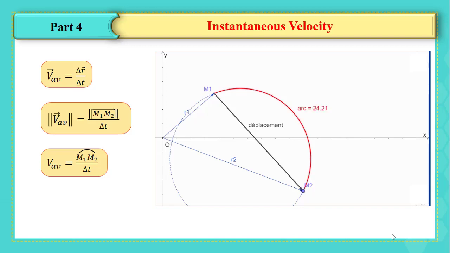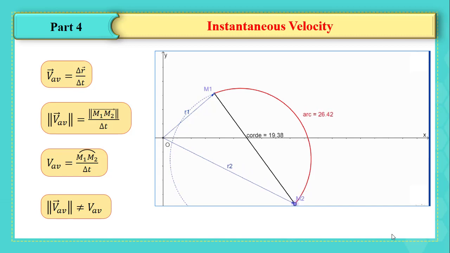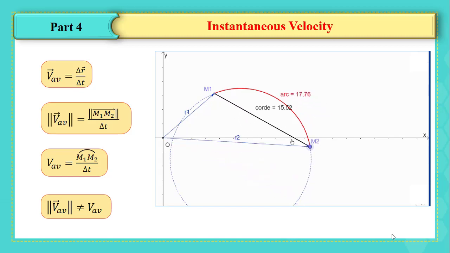Note that the length of the arc is different from the length of the chord, and it is greater than it. Therefore, the magnitude of the average velocity vector is different from the average speed. But when do these 2 quantities become equal? Notice that when M1 and M2 are far from each other, then the length of the arc is different from the length of the chord. But if they are near or close to each other, then the length of the chord is approximately equal to the length of the arc.